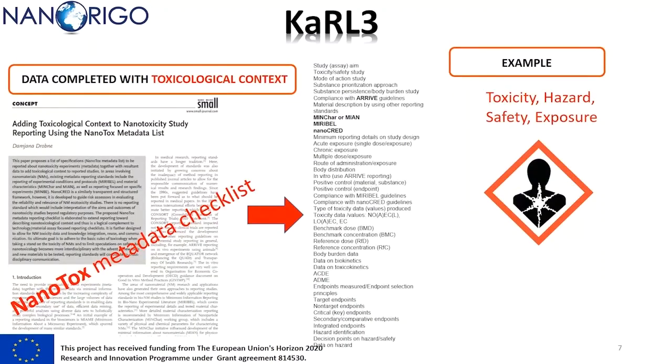KaRL 3 represents data completed with toxicological context, which is very important for regulatory purposes. Recently, in Small, a nanotox metadata checklist has been published, represented here on the right, which requires toxicological studies to provide the toxicological data. For example, exposure, acute exposure, chronic exposure, or route of administration, data on toxicokinetics, decision points on hazard identification, and so on and so forth. So the more complete a study is with toxicological context, the more suitable it is for regulatory purposes.